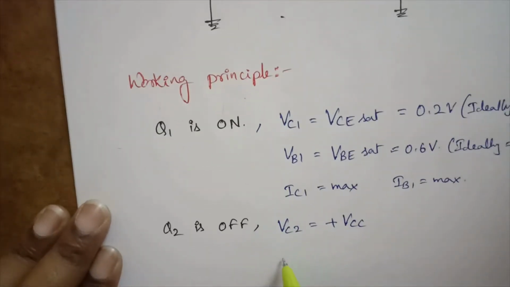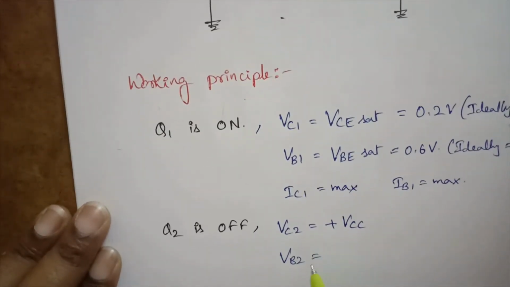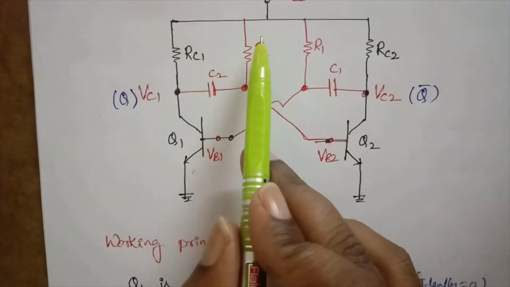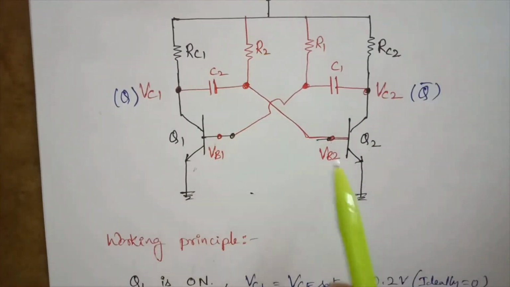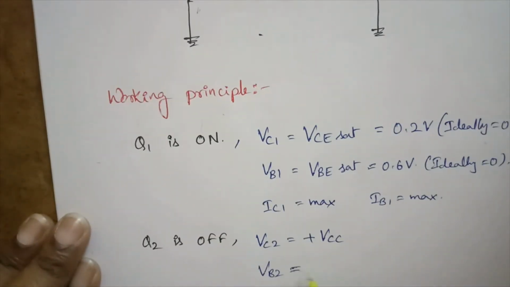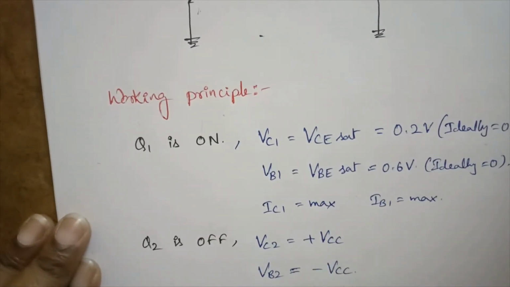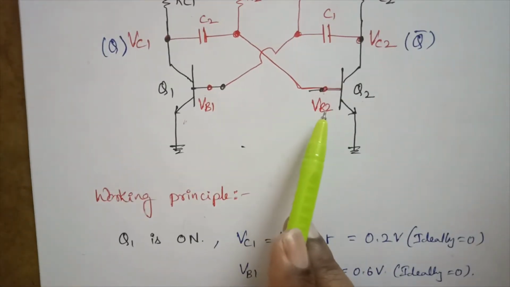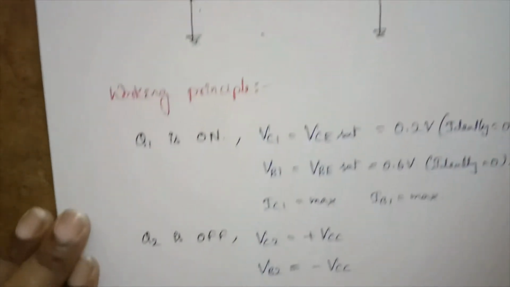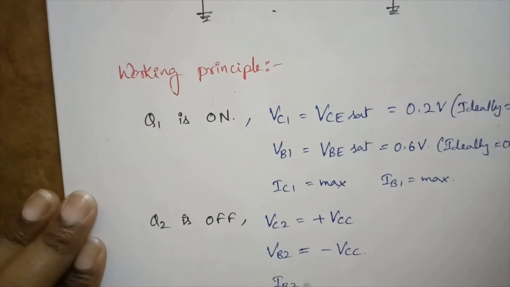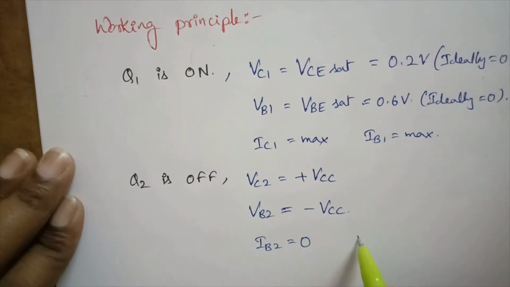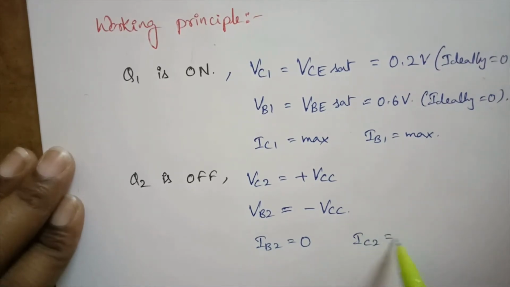Now what about VB2? VB2 is connected again to VCC, but in the reverse direction. Therefore, VB2 is minus VCC. What about the currents? IB2 is 0. Why? Because the current flowing through an open switch is 0, and IC2 is also 0.